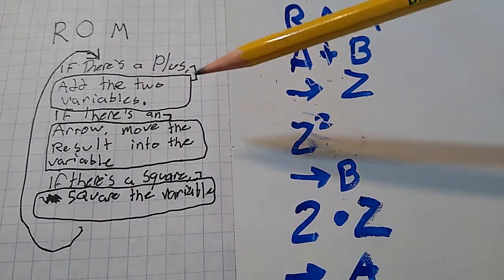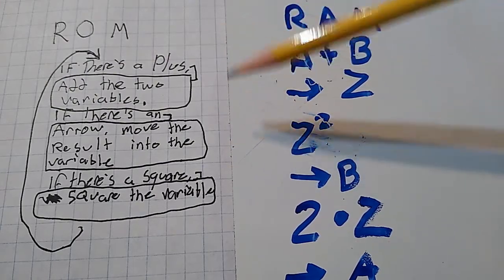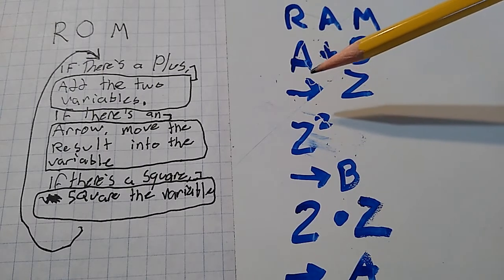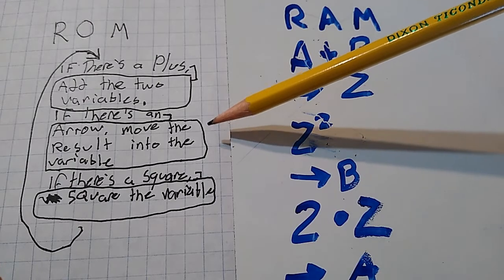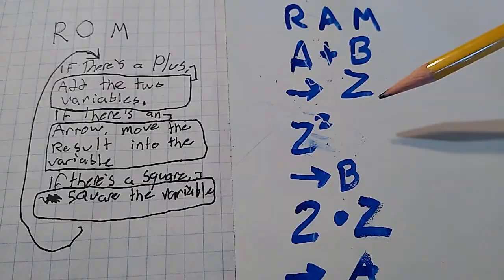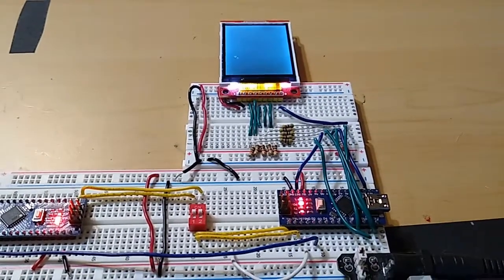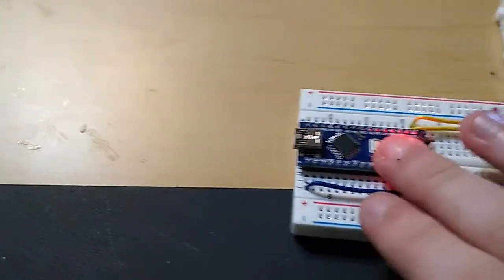Is there a plus? Is there a square? Is there an arrow? We do this many, many times just to do a single instruction. For this reason, having a microcontroller trying to run things from RAM is much, much slower. So after hearing about how slow interpreted languages are, you're probably wondering how slow my interpreted language is.